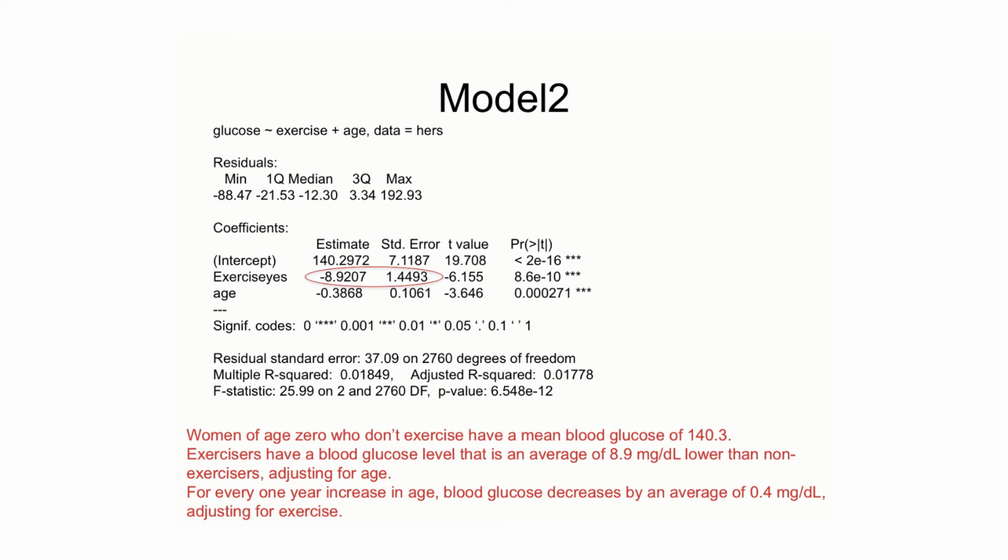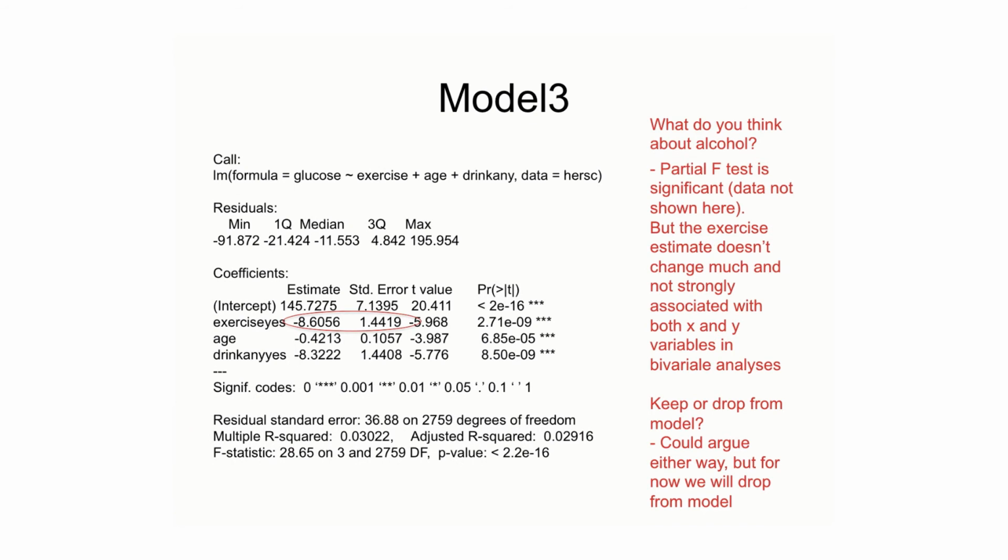Remember that we're mostly interested in the estimate for exercise, our primary explanatory variable, but the interpretations for the intercept and for the slope for age are shown here. So next, let's try adding alcohol to our model.